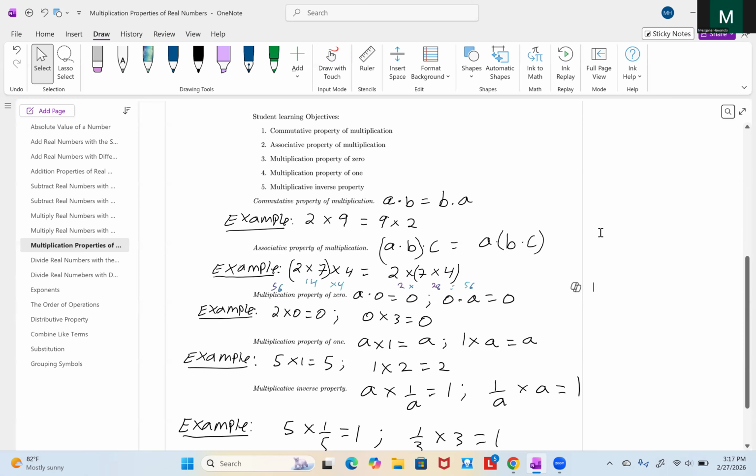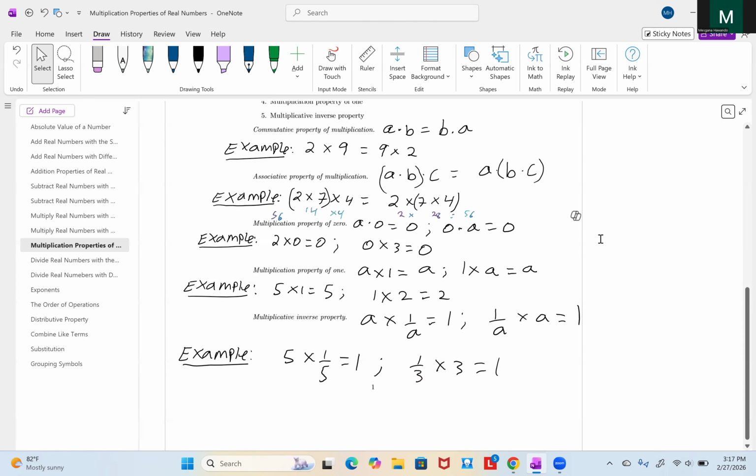Multiplicative property of 1. A times 1 is equal to A. 1 times A is equal to A. So this states that multiplying 1 to any number gives you back that number. For example, 5 times 1 is 5. 1 times 2 is 2.